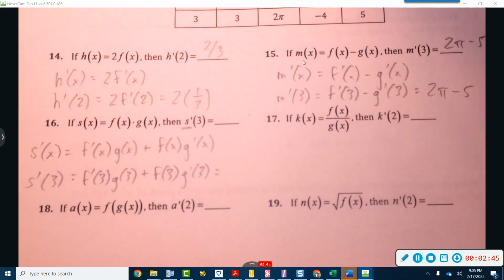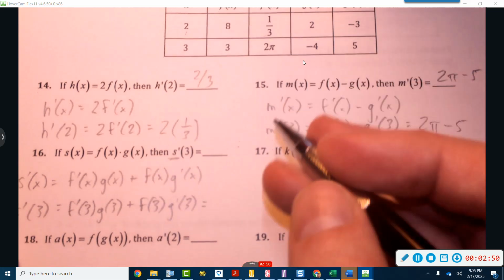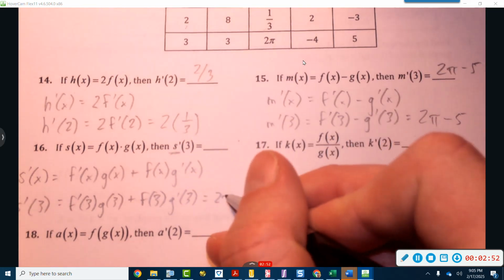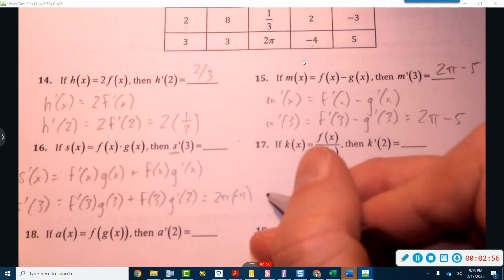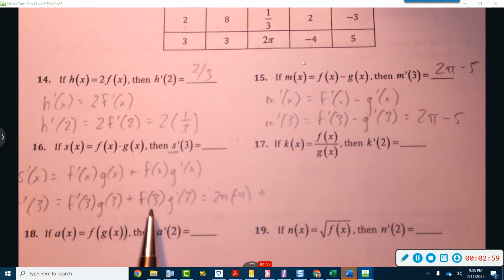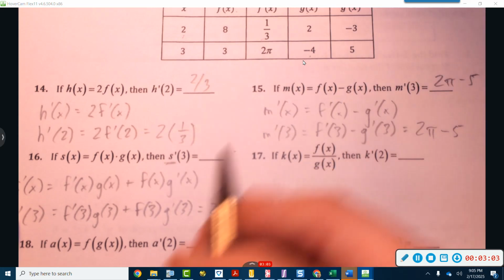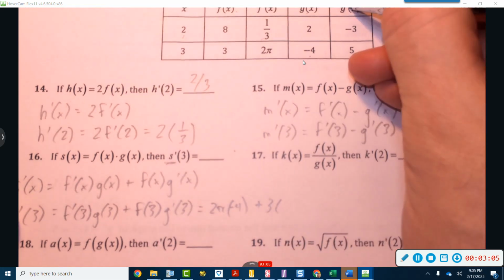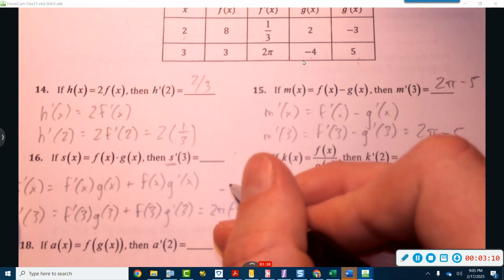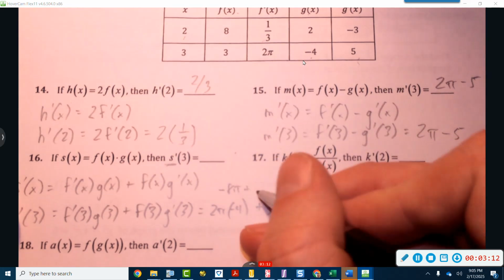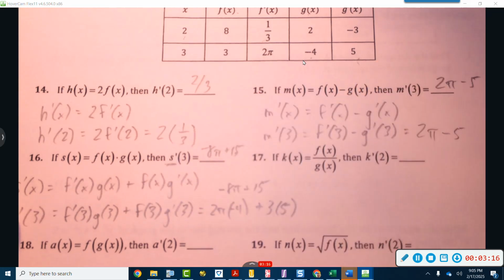Okay, and this is how it's similar to the other problem here. F prime at 3 is 2 pi, times g of 3, which is -4, plus f of 3. F of 3 is 3, and then g prime of 3 is 5. Okay, so it looks like we got -8 pi plus 15.